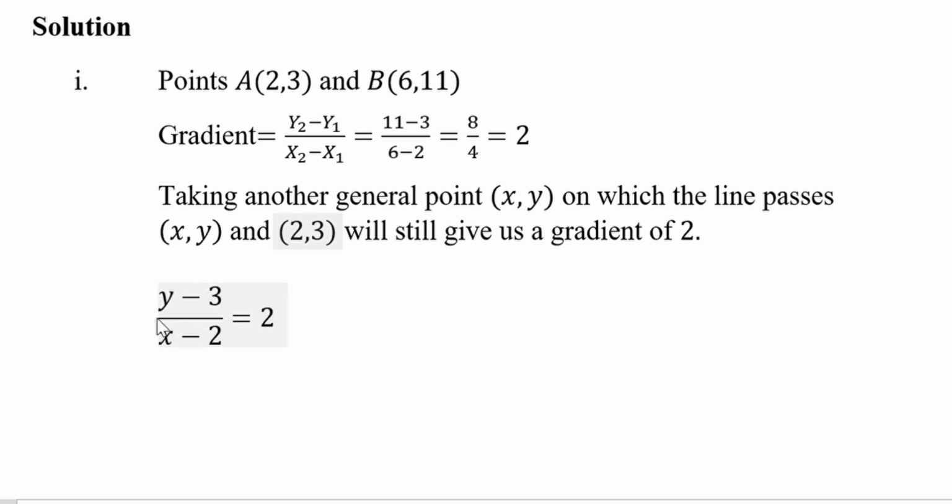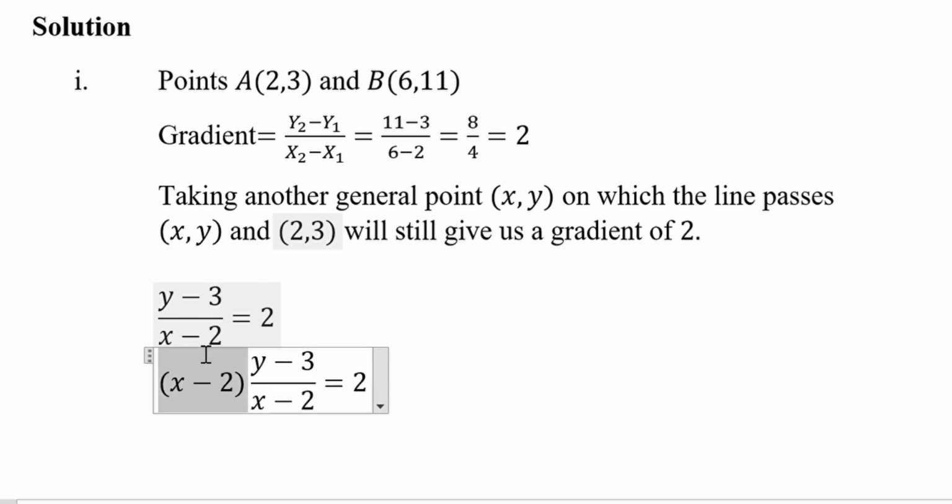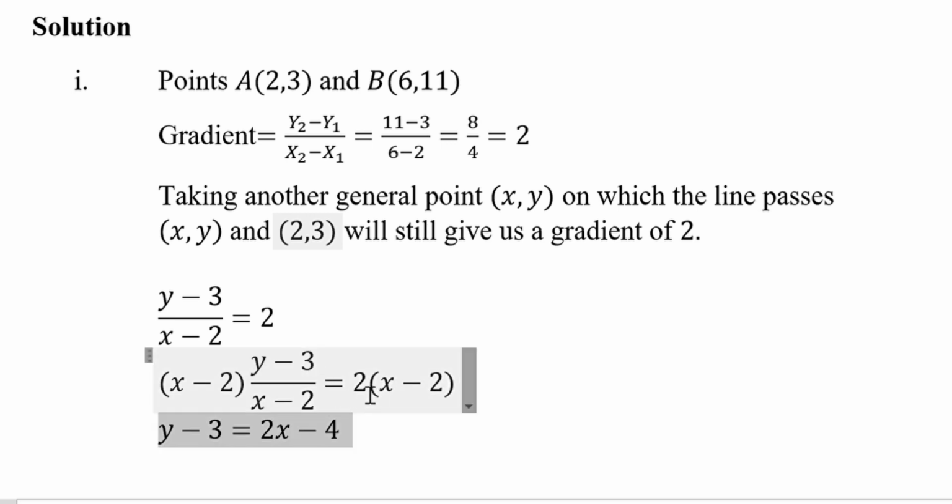So we shall have the left side multiplied by x minus 2, and we do the same on the right side. So this x minus 2 will cancel with x minus 2. We remain with y minus 3 being equal to 2 times x gives us 2x, and then 2 times negative 2 will give us negative 4.